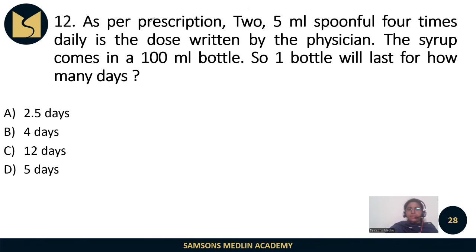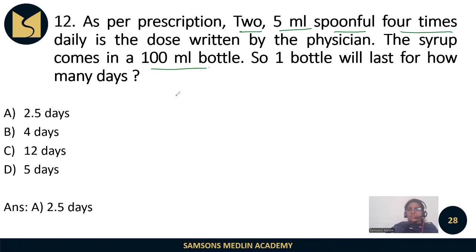Next is a calculation. The question is like this. As per prescription, 2 5 ml spoonful 4 times daily is the dose written by the physician. The syrup comes in a 100 ml bottle. So one bottle will last for how many days? Options: 2.5 days, 4 days, 12 days and 5 days?